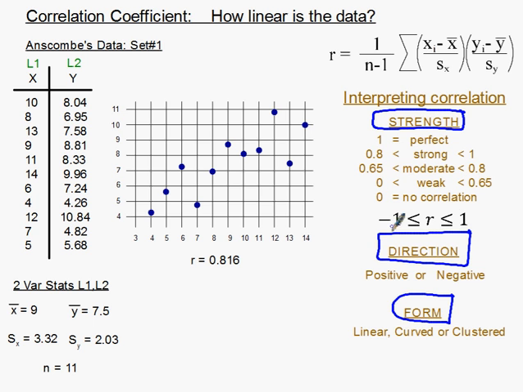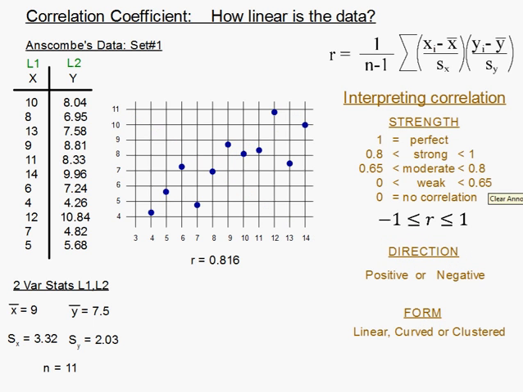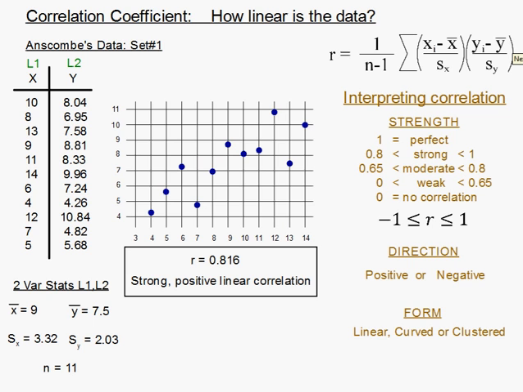You can see that the correlation coefficient runs between -1 and +1. Positive being direction, right? This is a positive slope, so it's got a positive correlation coefficient. If we had data that went this way, that would have a negative correlation coefficient. If we look at this one, I would call that strong. We just talked about positive versus negative, so it's definitely positive.